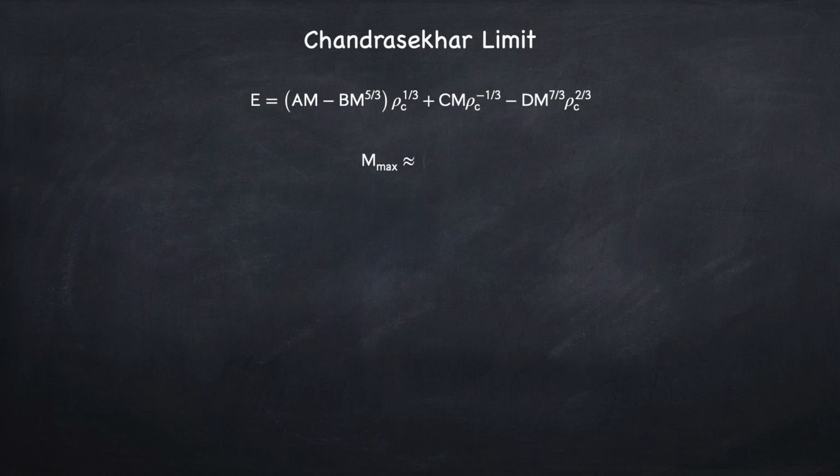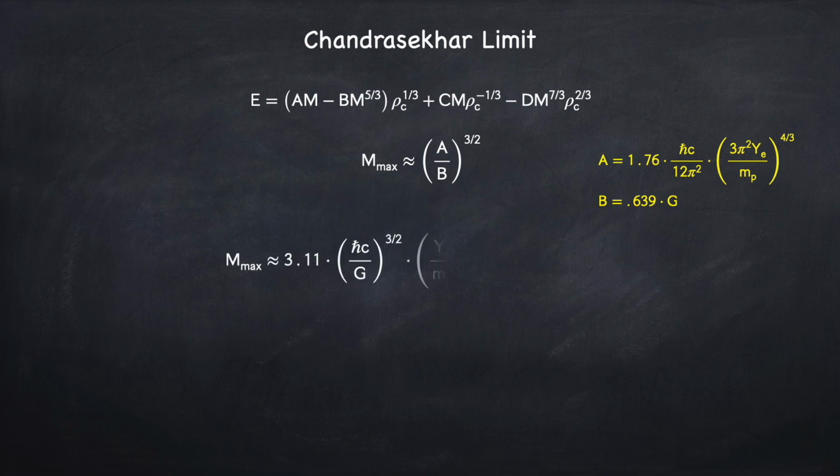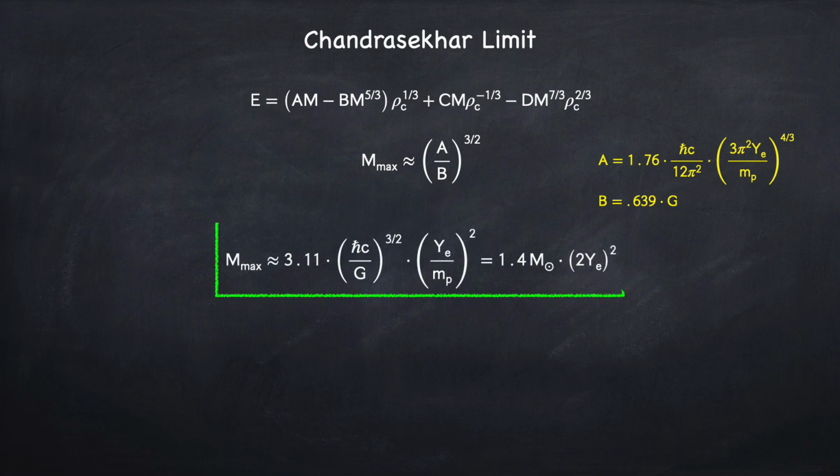Now that we know what A is, we have everything we need to find the Chandrasekhar limit. All we have to do is plug in all the numbers. And when we do this, we get that the maximum mass of a white dwarf is about 1.4 solar masses. Notice the way I've written this. I've written this as 1.4 solar masses times 2ye squared, because we don't necessarily know what ye is. But we do know that it's going to be close to 1/2.